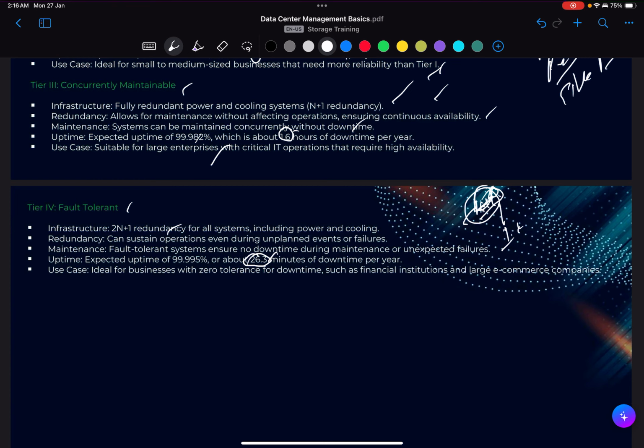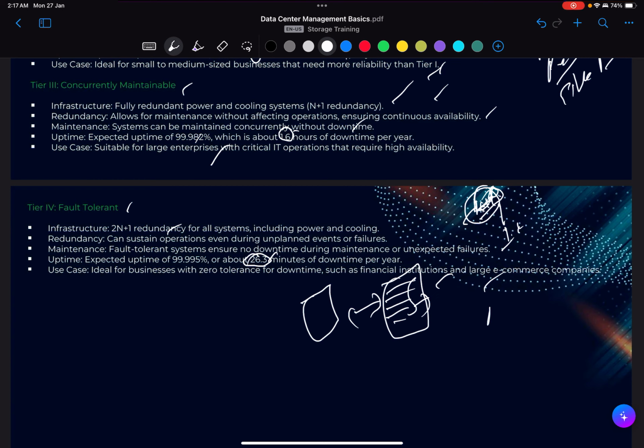It is ideal for businesses with zero tolerance for downtime, such as financial institutions, as I said, and large e-commerce companies that really require a very robust system. And if something else happens, that can be manageable. At the same time, I don't think people are making data centers near the sea where a tsunami can happen, but earthquakes can happen anywhere. So you will have your secondary site ready in the same city, or however it is planned, where you have most of your services which can be available.